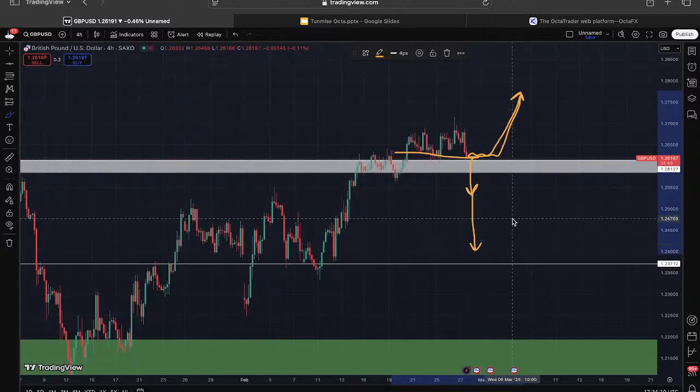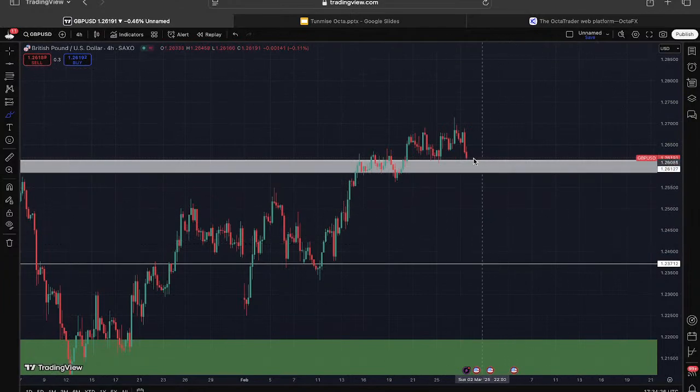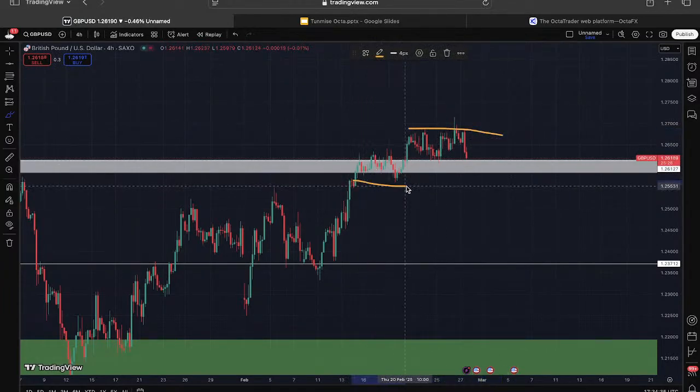Those are the questions you want to ask yourself, and you can't get the answer except you wait to see what happens next, and you are positioned ahead of time. If you don't have the patience of waiting that long, you can equally set your buy stop above this level, or you set your sell stop below this level.